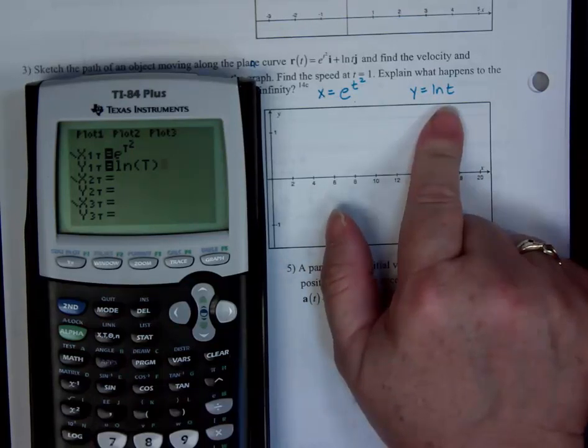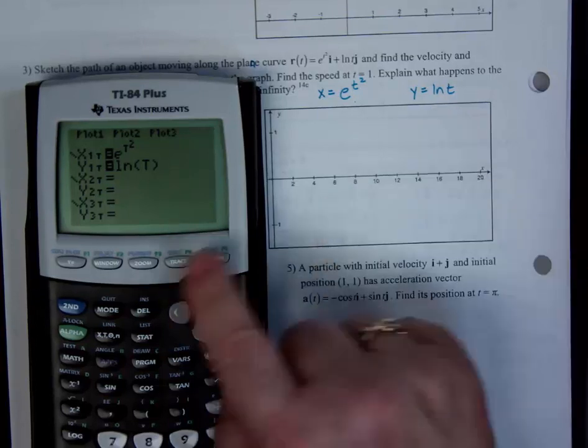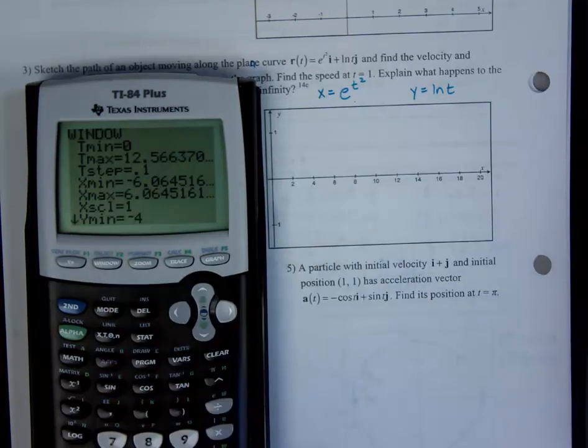So when we go to window, we have to set our Tmin and Tmax accordingly. I can't have negatives this time, and it's already set that way. It's set to start at 0. Tmax being 4 pi, well, this graph isn't in terms of pi. It's not even cosines or sines. So what do you want to try Tmax to be? Anybody got a guess?